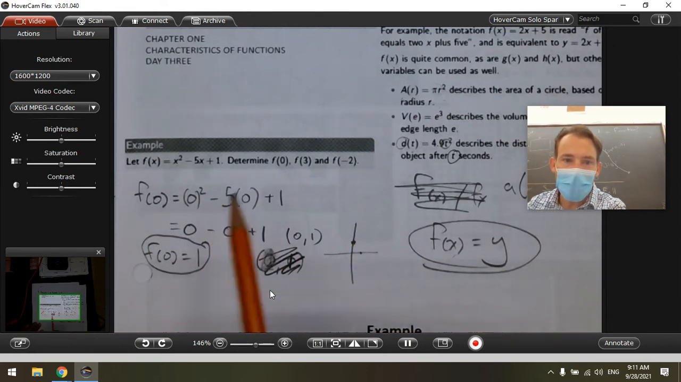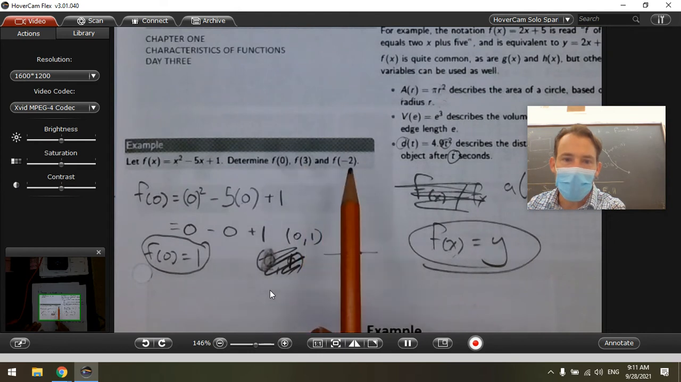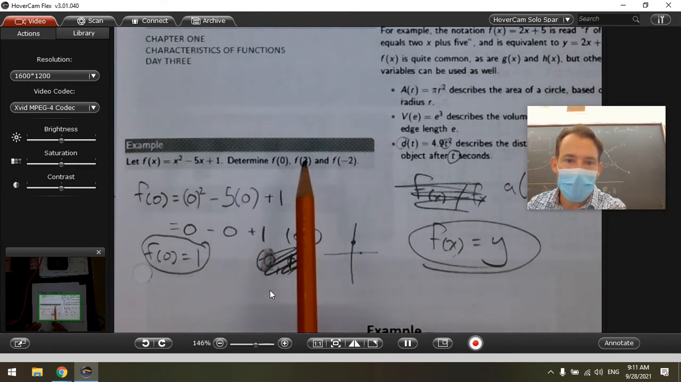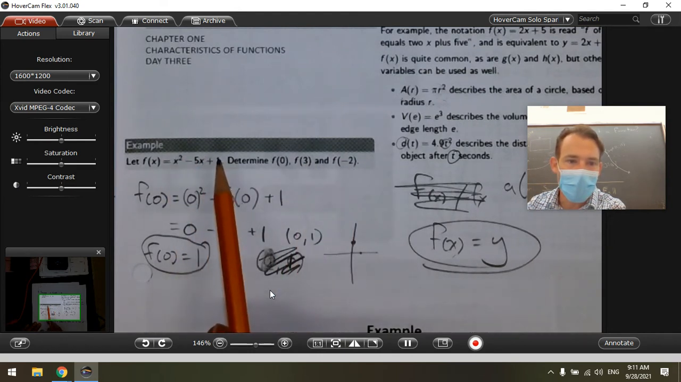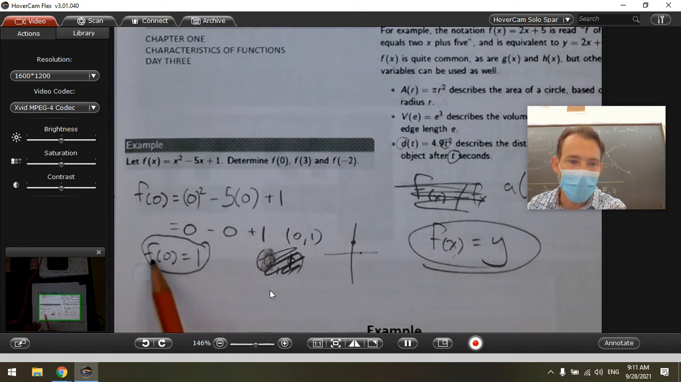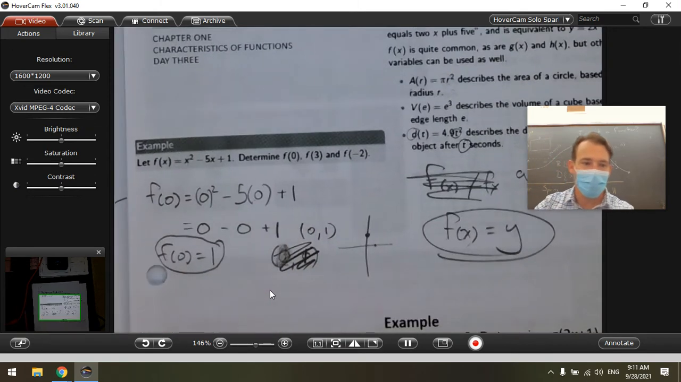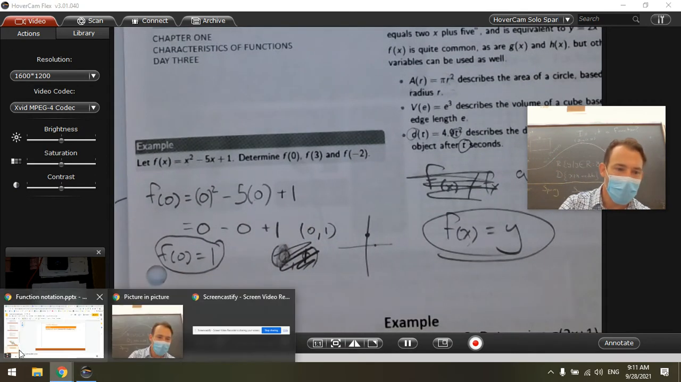Okay? So now I'd like you to try the same thing with f at 3 and f at minus 2. Remember, you're going to substitute those in for values of x, and then you're going to put them into the equation and evaluate. And then you're going to have a statement that's like, well, therefore, f at 3 is equal to something. Okay, go ahead and complete that, and then we'll take it up.